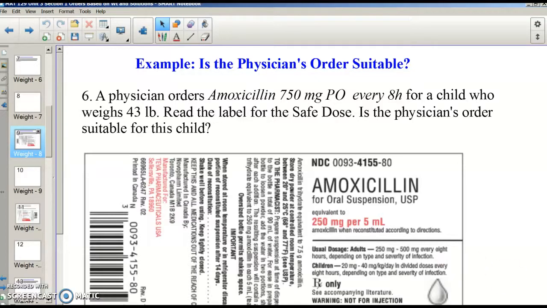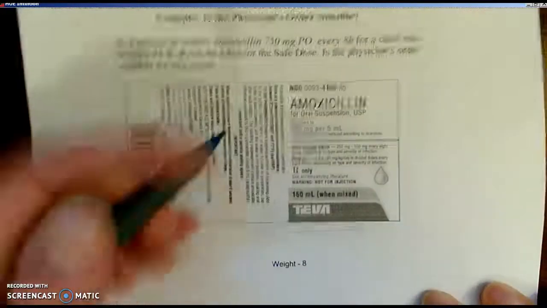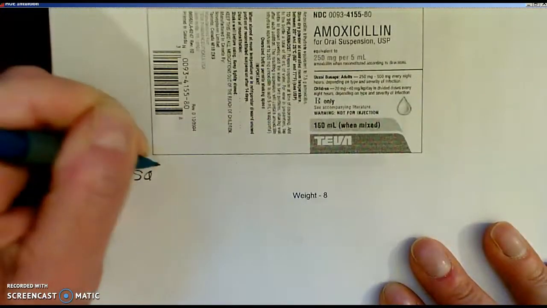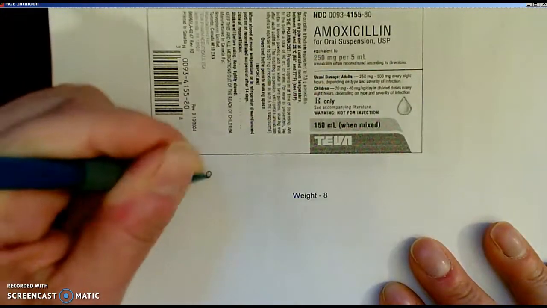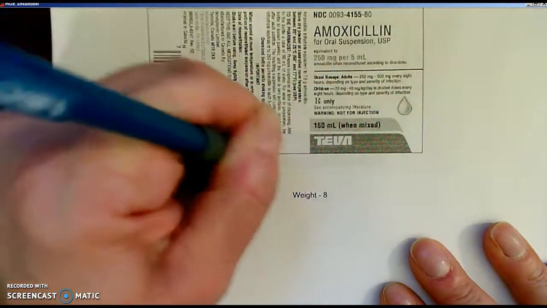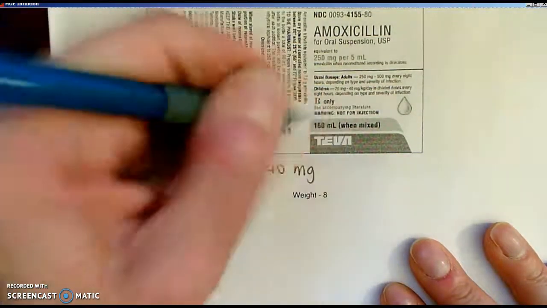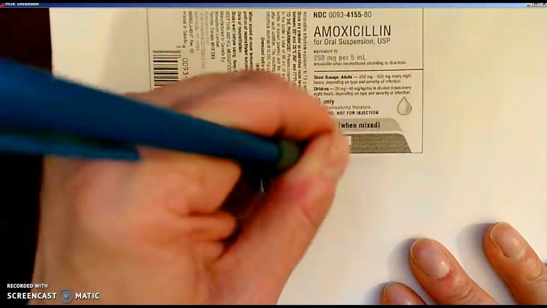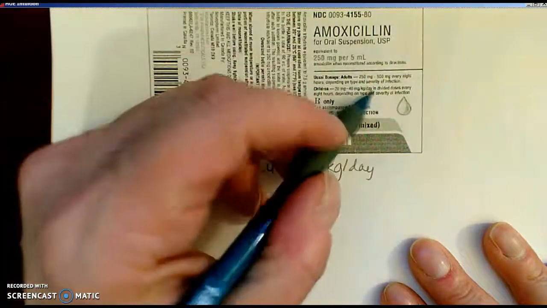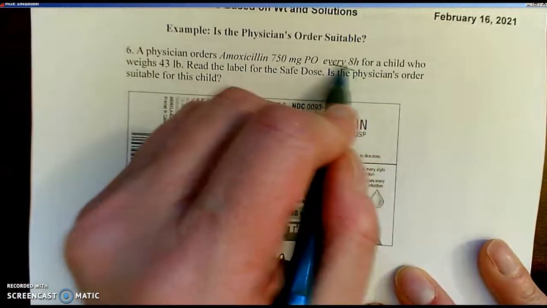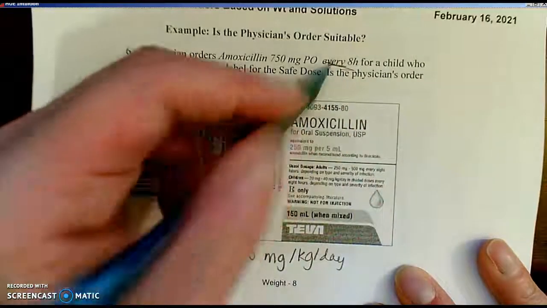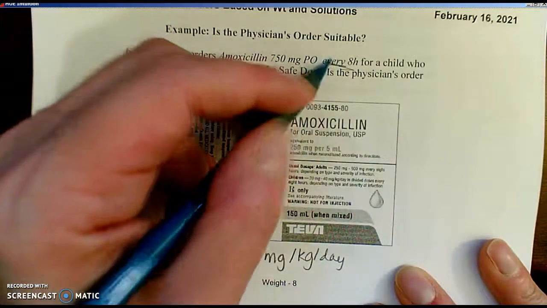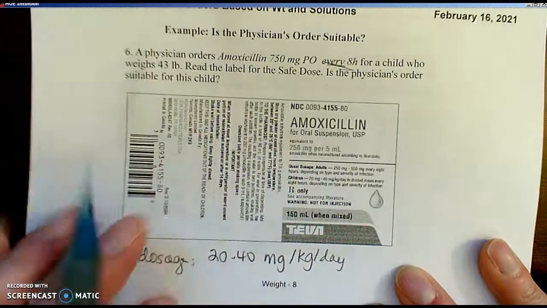So I'm going to go ahead and change my camera over so you can see what I'm writing. This is exactly the same problem. It's a little harder to read here. So let's recognize that the safe dosage for children is 20 to 40 milligrams per kilogram per day. It does say in divided doses every 8 hours, and the order is every 8 hours. So the frequency isn't the problem. We just need to make sure that the dosage is appropriate.